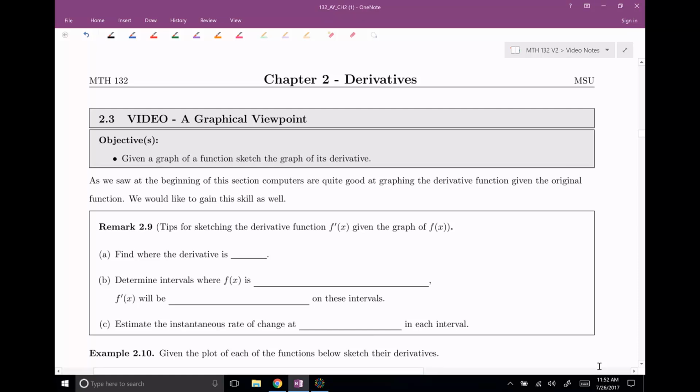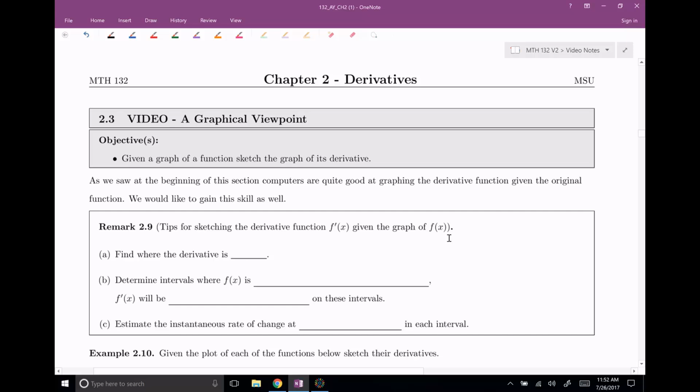Welcome back everyone to our final video here in section 2 of chapter 2. In this video we're going to be taking a graphical viewpoint. So our main goal is that if we're given a graph of a function, we want to be able to sketch the graph of its derivative.